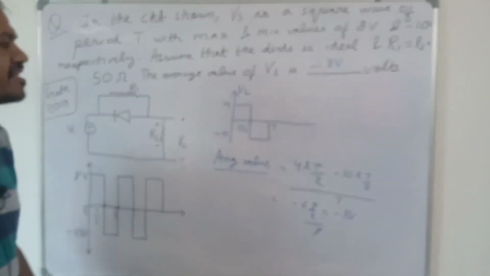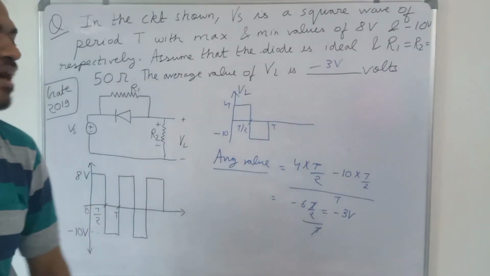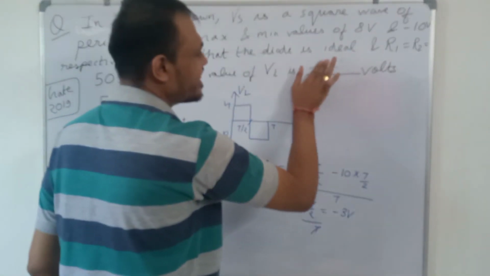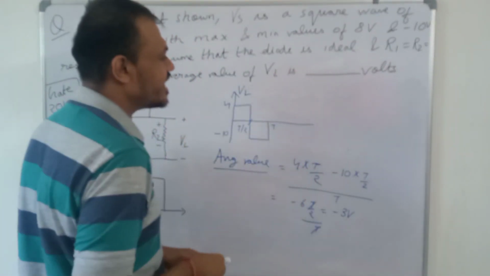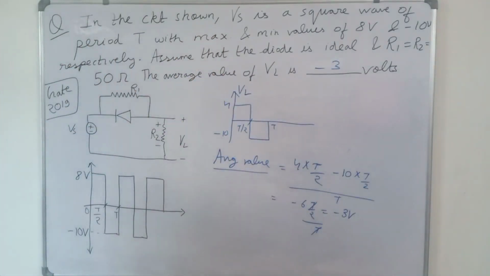Because it is plus 4 for half cycle and minus 10 for the other half cycle, the average value will be equal to minus 3 volt. So the correct answer is minus 3, because volt is already given in the question. So the correct value of VL is minus 3 volts. So this was the fill in the blank. So it was a very easy question.